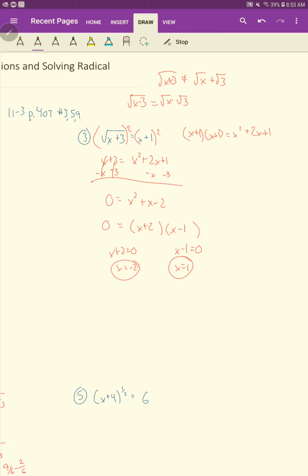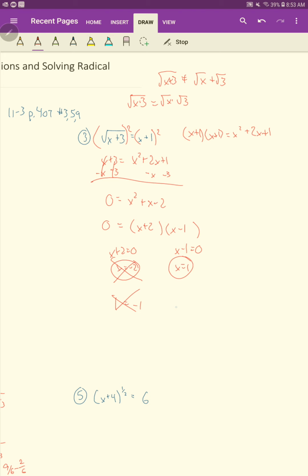The only thing we have to keep an eye out for is checking them back in the original equation to make sure that they actually work. So let's see, if I plug -2 in for x, I'll get -2 plus 3, which is 1. Square root of 1 is 1. -2 plus 1 is -1. Ooh, this one does not work. Okay, so negative 2 does not work.